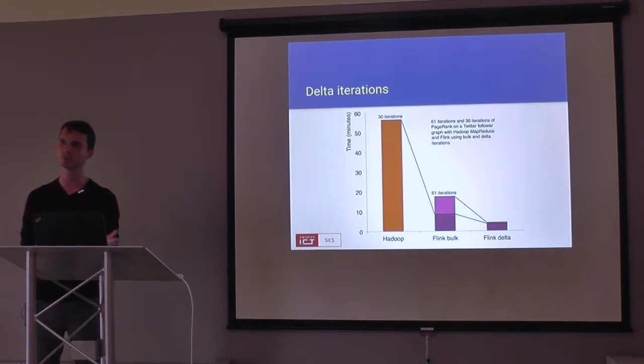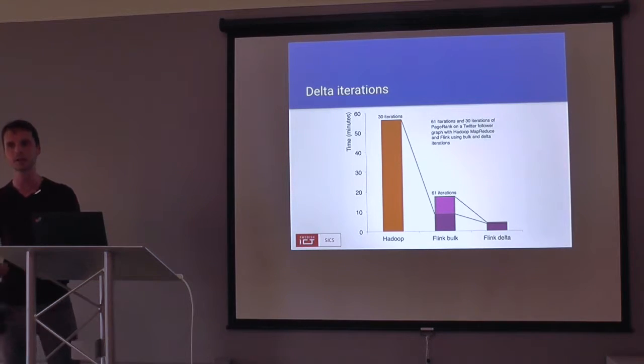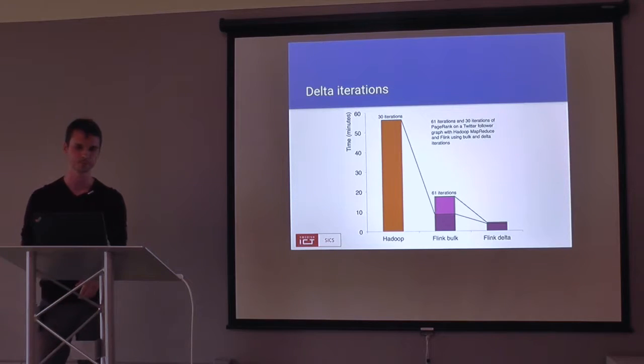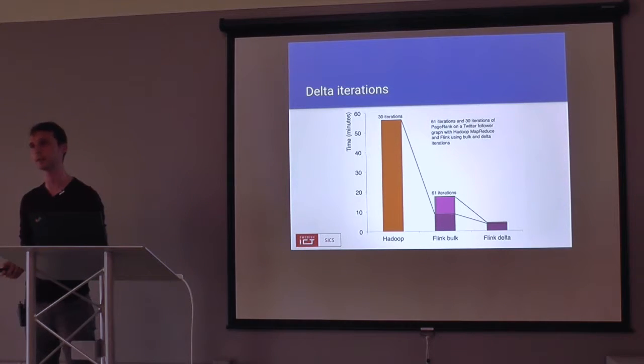So what we're able to do with Flink is that as we get closer to the solution of the problem, we're actually able to shrink the size of the problem, making it much faster to compute. And this can also be applied to a lot of machine learning problems.